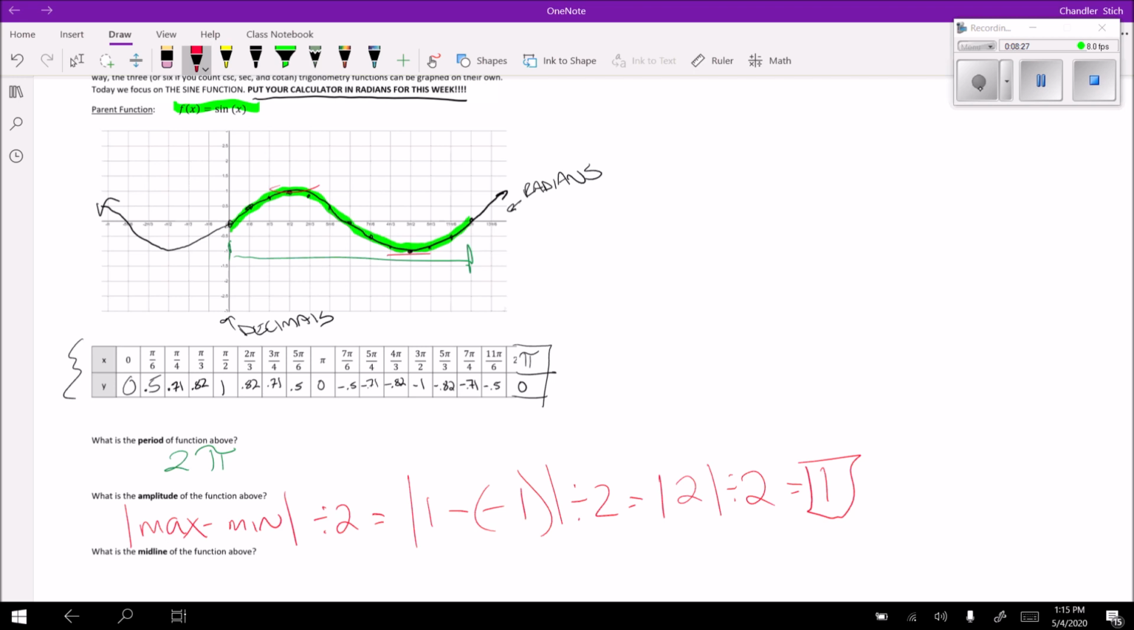And that's by taking the max, or 1, minus the min, which is negative 1, and then dividing it by 2. So my amplitude is 1.